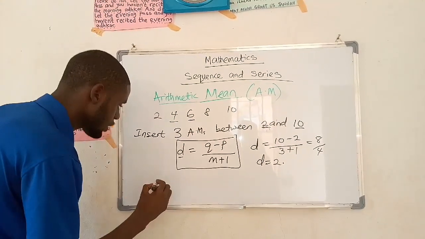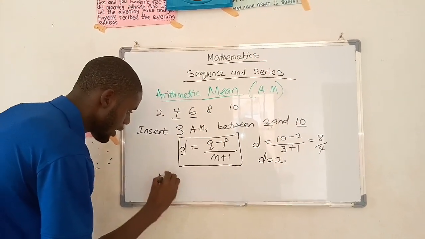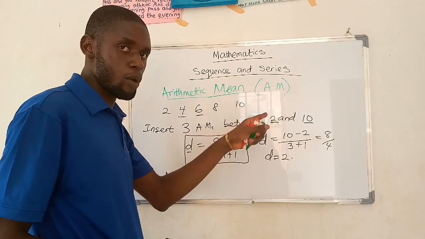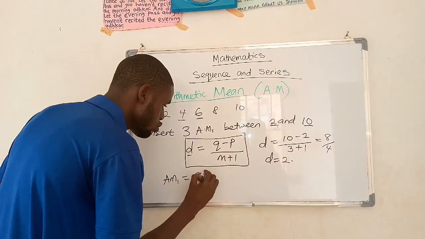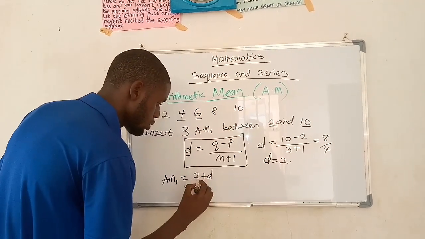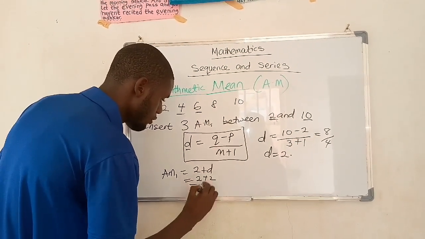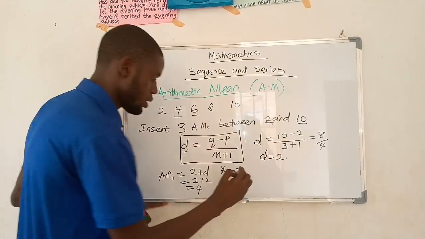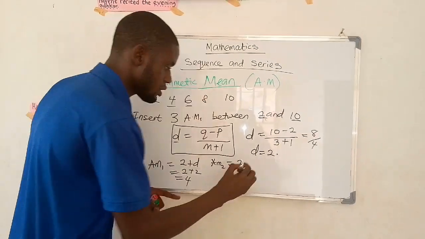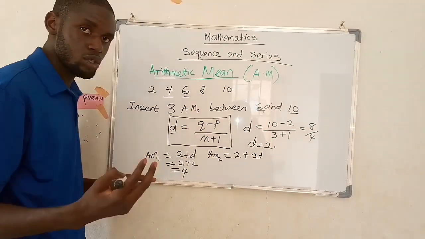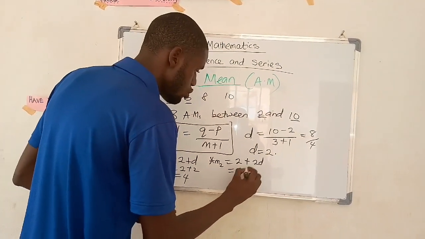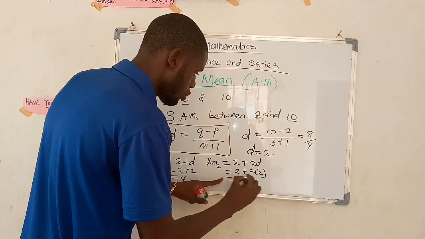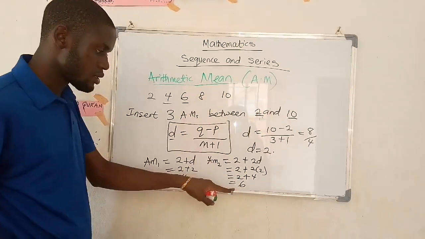So the first AM, let's assume this is AM1, is equal to the first term plus the common difference, which is 2 plus D. We are going to have 2 plus 2. It means that the first AM is 4. Now AM2 is going to be the first term, 2, plus this time 2D, the second D. So you're going to have 2 plus 2 times 2, that is 2 plus 4 equals 6. This is for AM2.